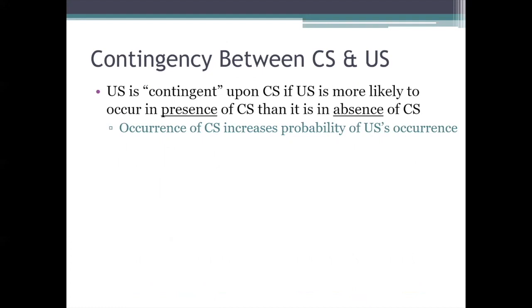So, for example, we would say that the US is contingent upon the CS if the US is more probable, if it's more likely to occur in the presence of the CS than it is in the absence of the CS. In other words, there's a contingency between the conditioned stimulus and the unconditioned stimulus if the occurrence of the conditioned stimulus means that there is now an increased probability that the unconditioned stimulus will also occur. So, is the US more likely to occur if the CS has occurred? That's the key question here. And if the answer is yes, then you'd say that the US is contingent upon the CS.